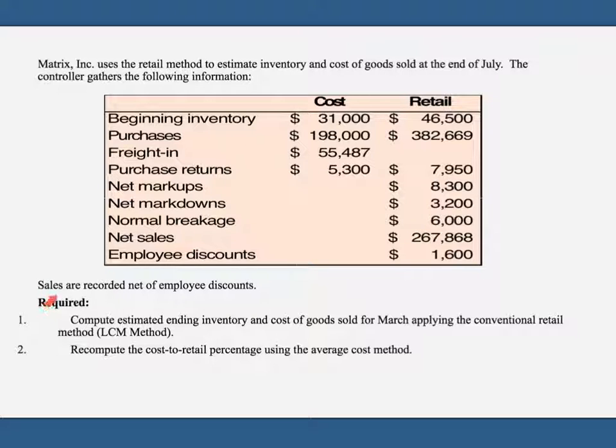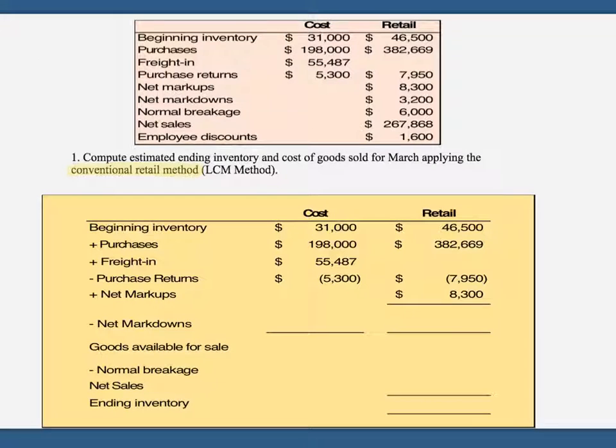As a note here, sales are recorded net of employee discounts, and then this tells us what we're required to do. Compute estimated ending inventory and cost of goods sold for March applying the conventional retail method. And then number 2, we're going to recompute the cost to retail percentage using the average cost method.